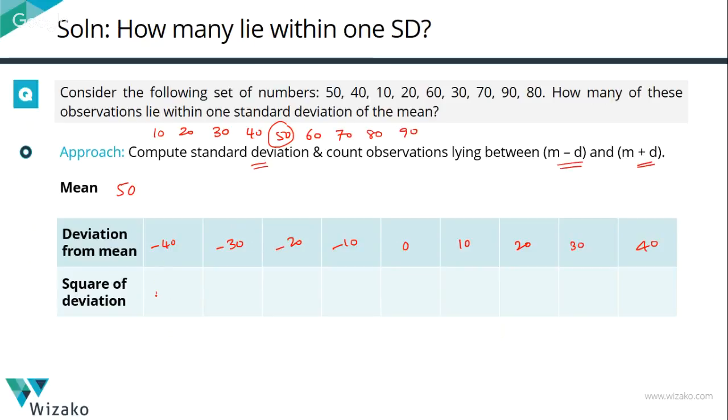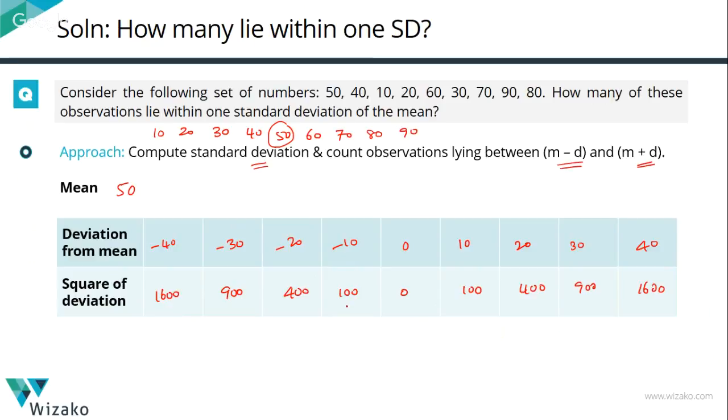Square the deviations: 1600, 900, 400, 100, 0. Again, it repeats: 100, 400, 900, and 1600. The beauty of having an arithmetic progression, and good chance you might get such a question too, is that once I've written whatever is to the left of the mean, the right of the mean is essentially a mirror reflection of the same thing. Next step, you're going to be computing the variance.